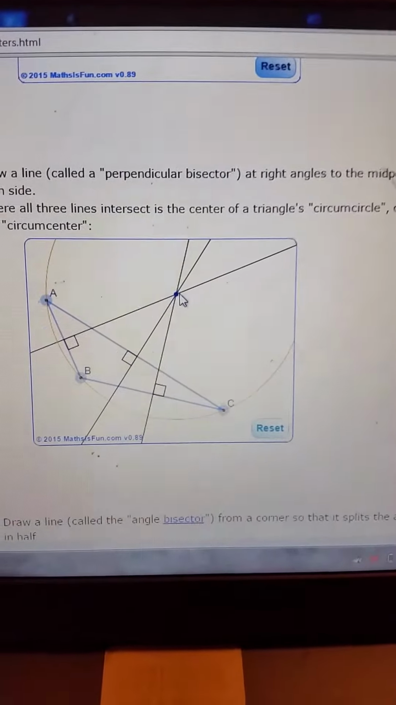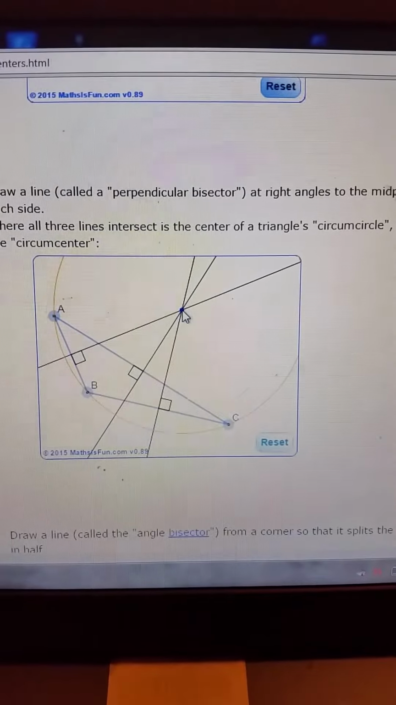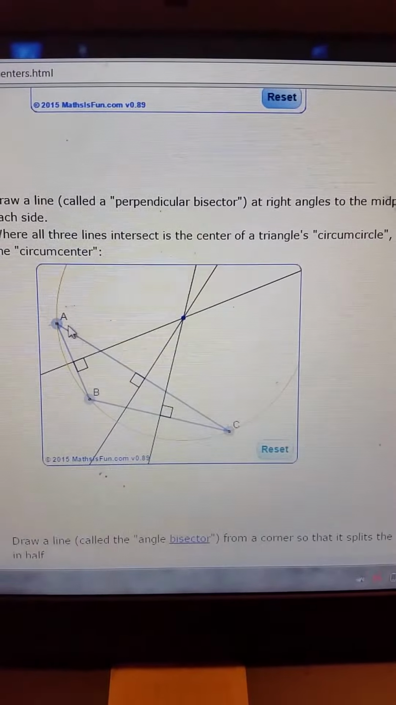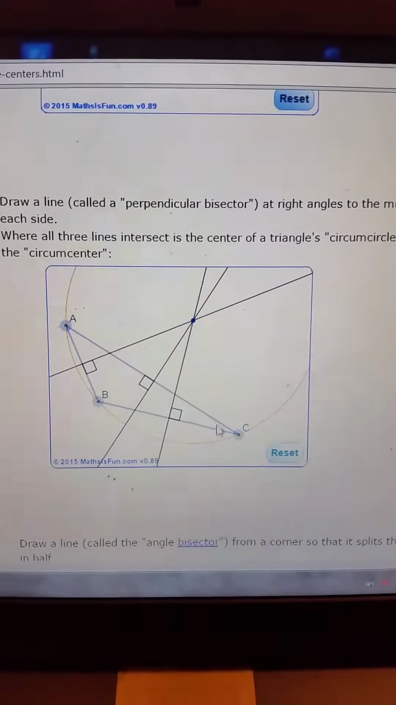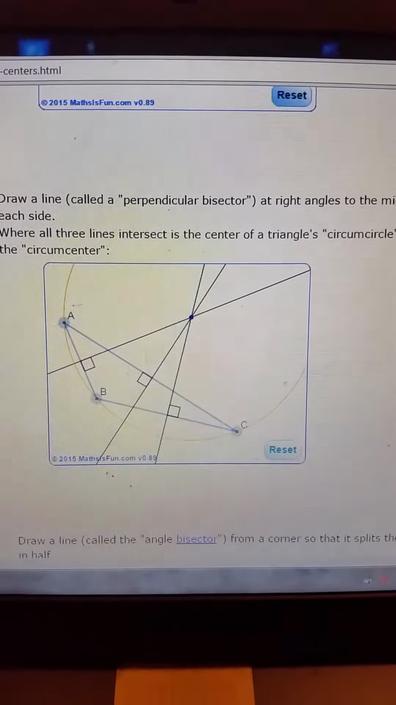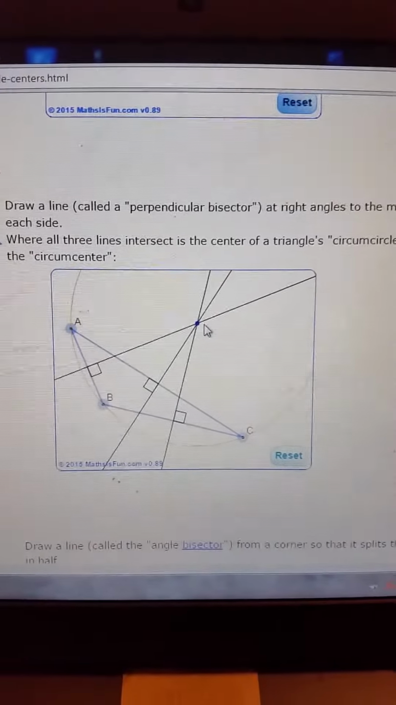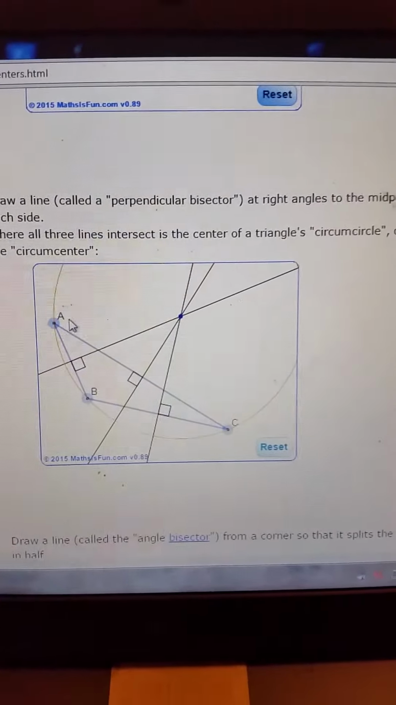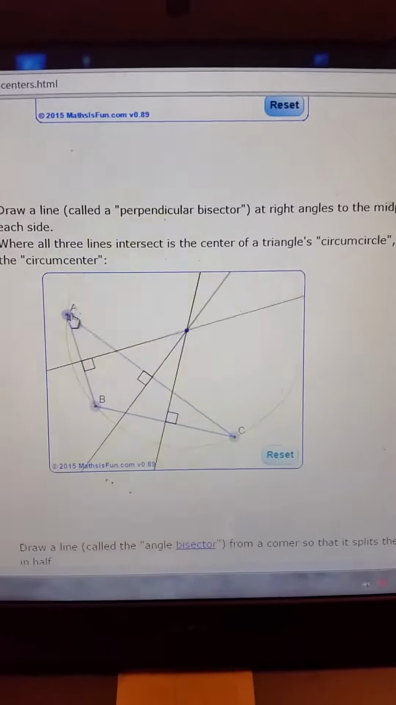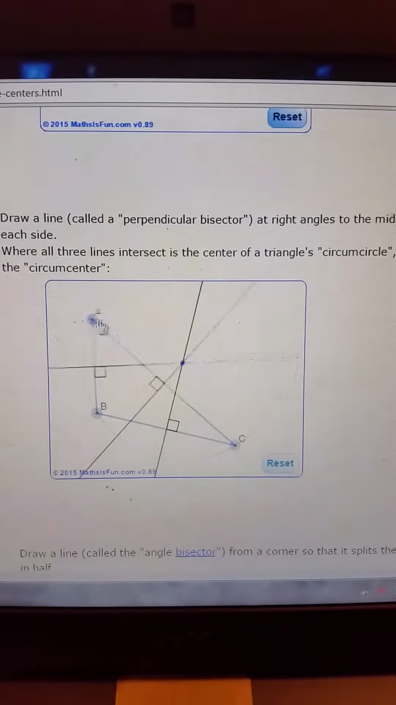So even though the circumcenter is outside of the triangle right here, if I draw a line from that point to A, to B, and to C, those three lines would all be the same. So it makes sense for a circumcenter to be outside the triangle sometimes because you're trying to find a point that is the same distance from each of the vertices, okay?